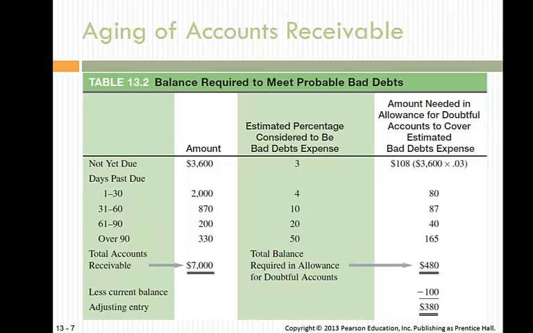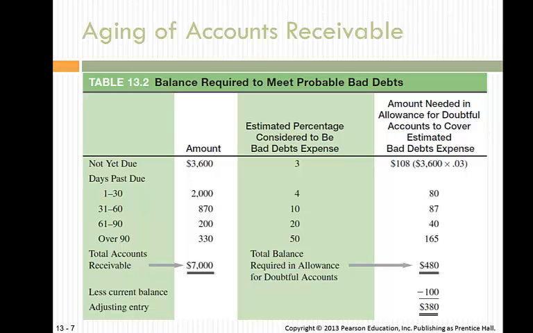The final column is the amount multiplied by the percentage. When we add all these up, we get a total estimated amount of $480. This is what the allowance for doubtful accounts account needs to have as an ending balance. Since we already have $100 in the account, we only need to add $380.